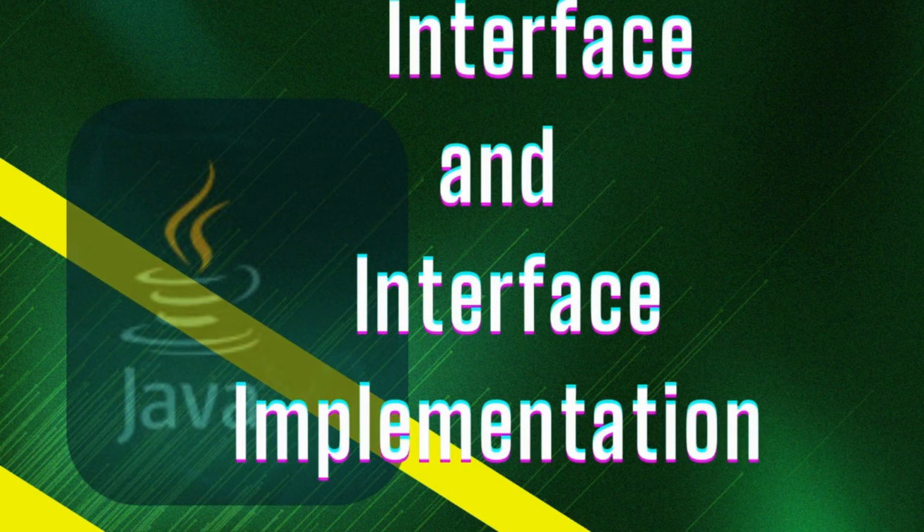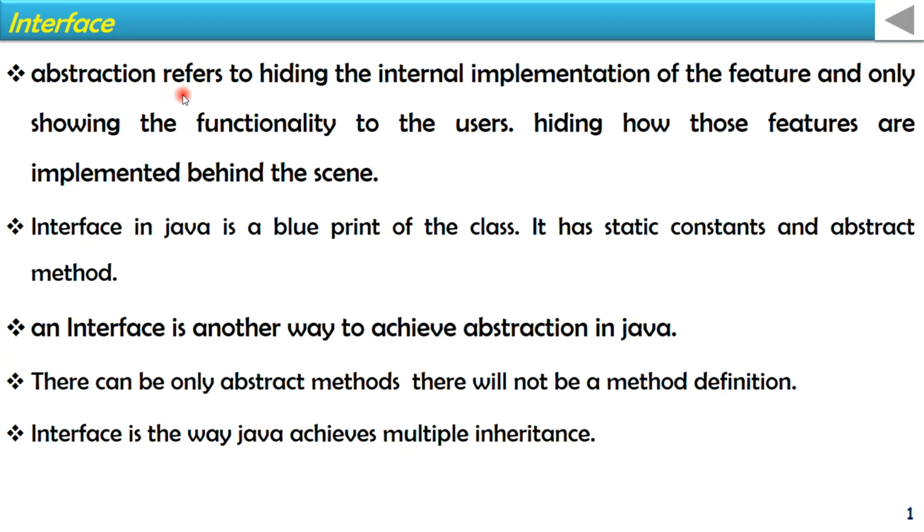Welcome to my channel. Today we are going to see about interface, but before we dive into interface, let me show you what abstraction means in Java programming. As the name indicates, it means hiding the internal implementation or internal details of a feature and only showing the functionality to the clients. So it hides how those features are implemented behind the scenes, right?